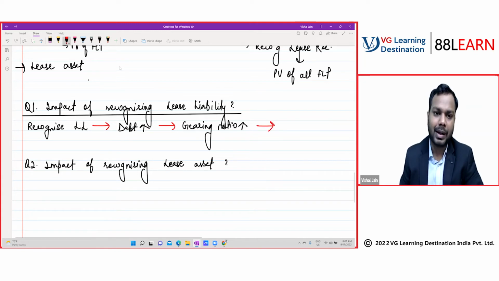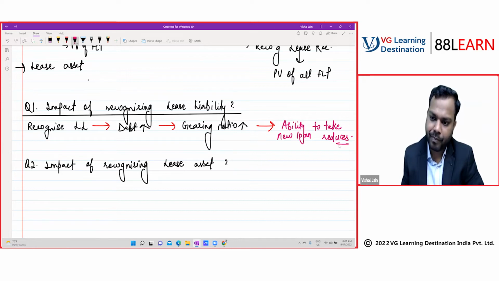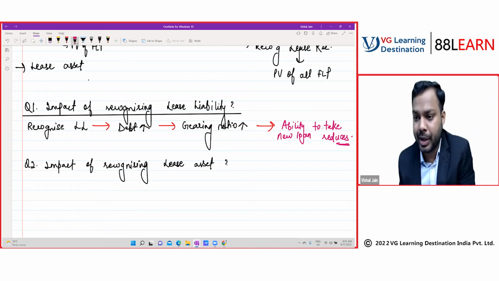The ultimate impact is the ability to take a new loan reduces. Tell me exactly. Credibility of the company reduces.